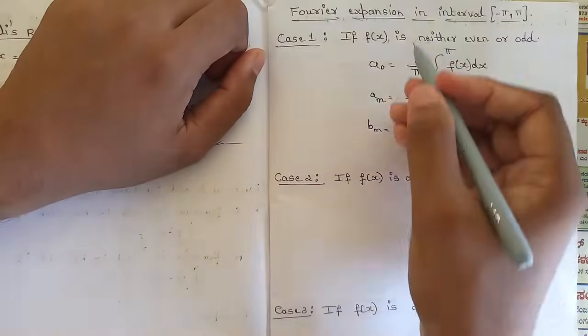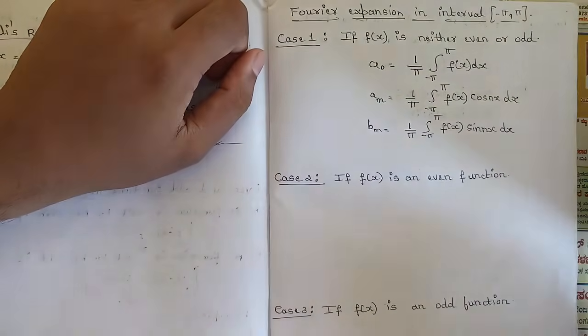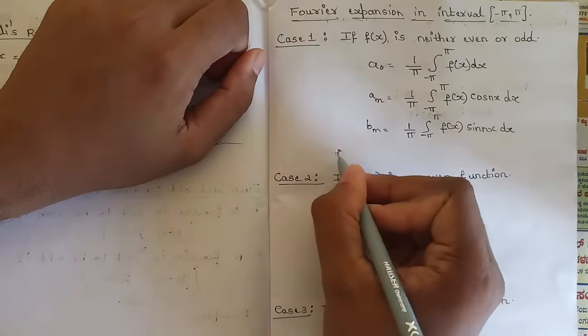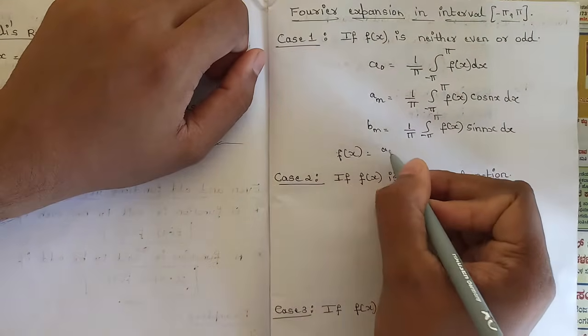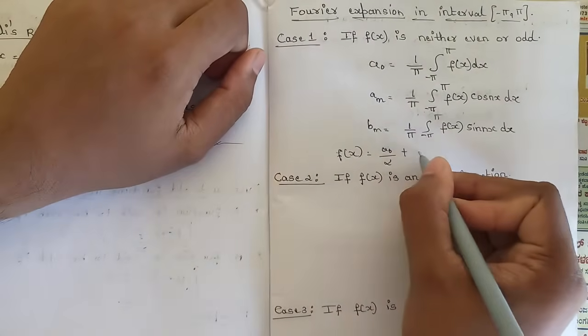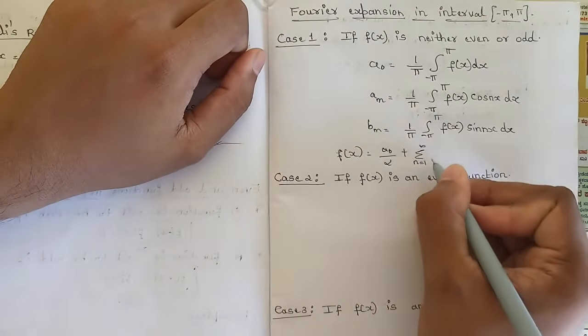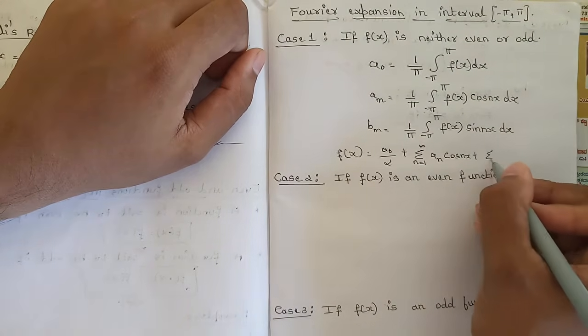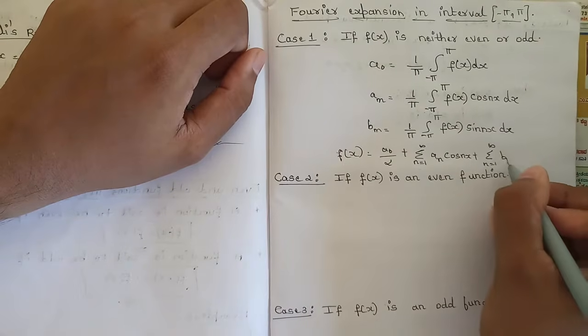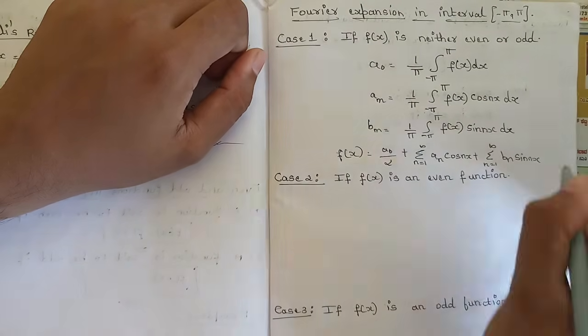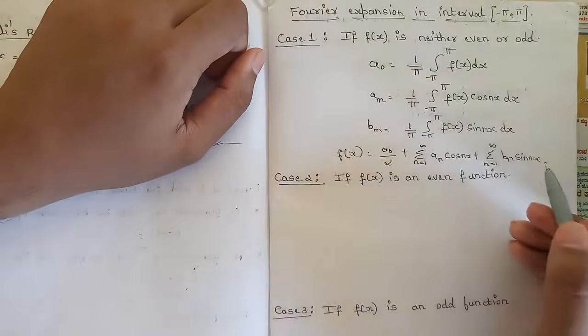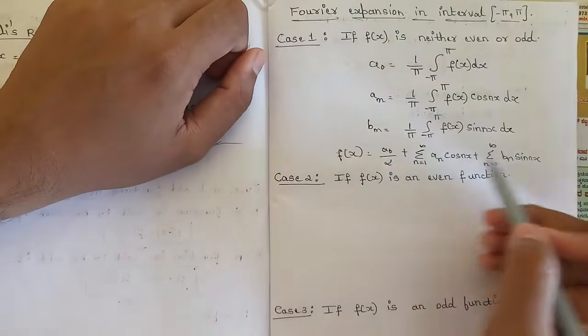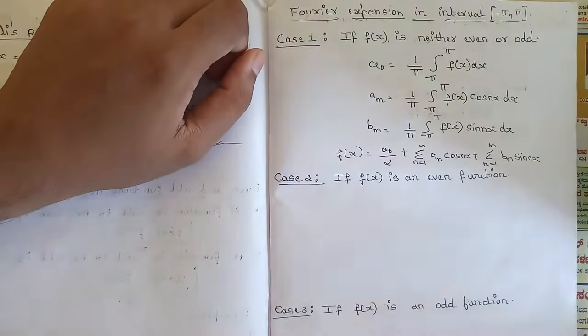After substituting the values for these Fourier coefficients, the Fourier series will be like this, that is f of x equal to a0 by 2 plus summation n tends to 1 to infinity an cos nx plus summation n tends to 1 to infinity bn sin nx. So this is the Fourier series. By substituting the Fourier coefficients in the respective places, we get this series along with the trigonometric functions.